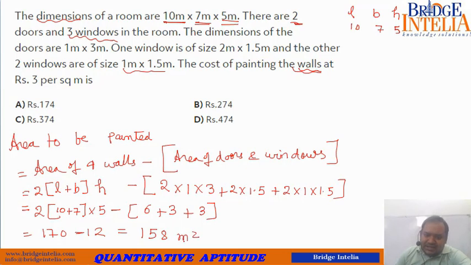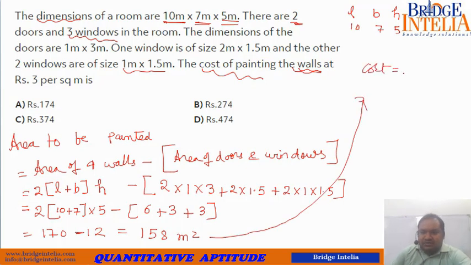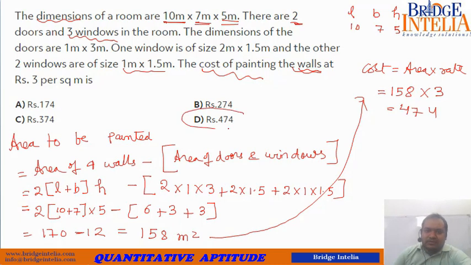So this is the total area to be painted, but we have to find out the cost. So cost of painting, so cost must be equal to area into rate. So area is what? 158. Rate is what? 3. So 158 into 3. So how much does this come out to be? So 158 into 3. So this is what? 450 and 24, so 474. So this must be the answer.